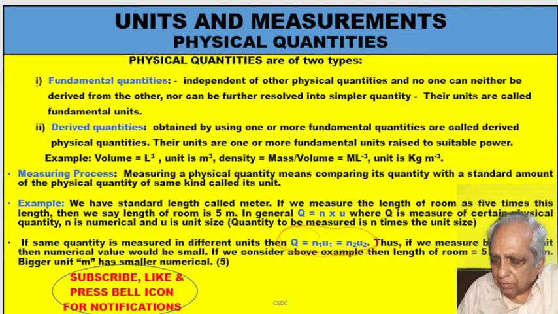So first, let us see what the various physical quantities are and how they are classified. The various physical quantities are divided into two groups. One are called fundamental quantities and others are called derived quantities. Fundamental quantities are those quantities which can be defined or derived without the help of any other quantity, whereas derived quantities require the help of fundamental quantities.